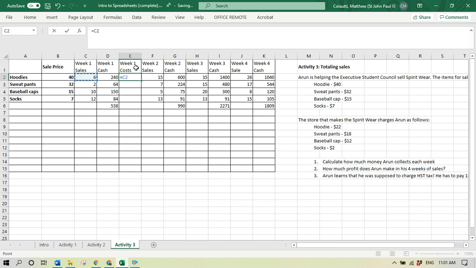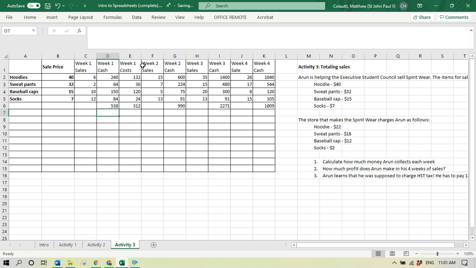So he sold 6 shirts in the first week, but he had to spend $22 on each of them. He sold 2 sweatpants, but he had to pay $18. 10 baseball caps, but they were $12 each. And the socks were $2, so he sold 12 of them. He had to spend $2 to get them. So his total costs, if I add them up using the sum formula, are $312.